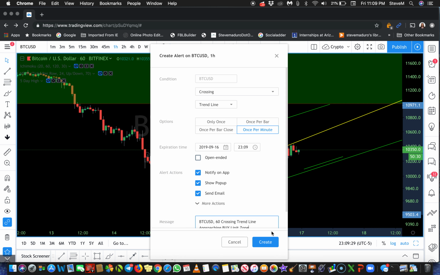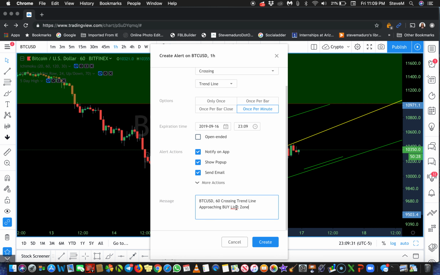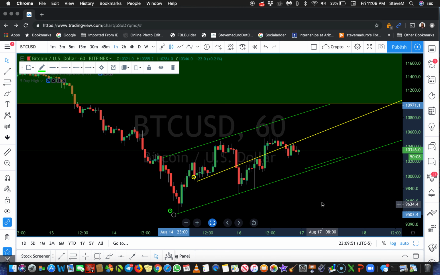And let me scroll up so you guys can see that. I spelled that wrong. Approaching buy level zone. And this is around the 102.11, 102.11 area. And that's what I do. So I'm interested in, boom, in that there.